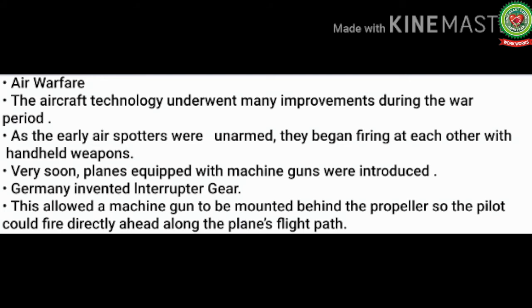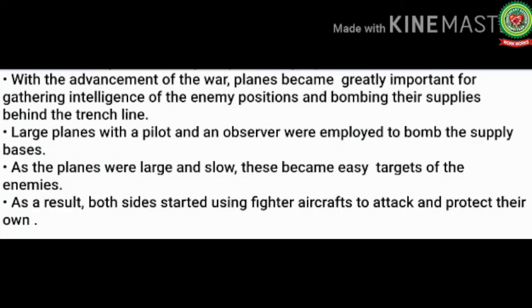This allowed a machine gun to be mounted behind propellers so the pilot could directly fire ahead along with the plane's flight path. That means that even without handling any armaments in his hand, the pilot was able to attack on his enemy's side. So this was the new development which took place during the First World War. With the advancement of the war, planes became greatly important for gathering intelligence of the enemy position and bombing their supplies behind the trench line.